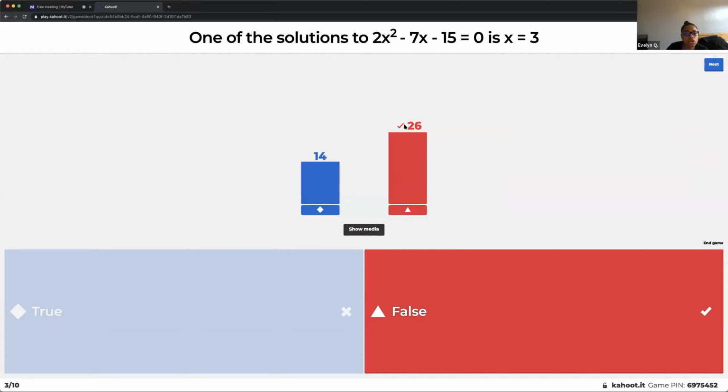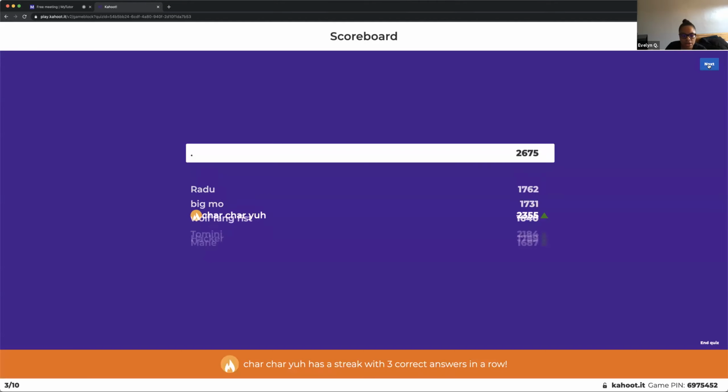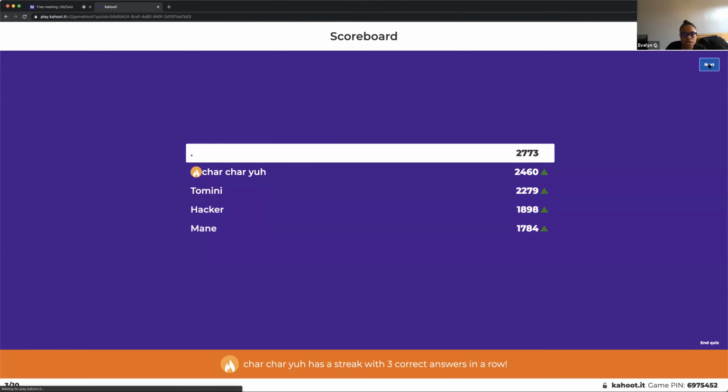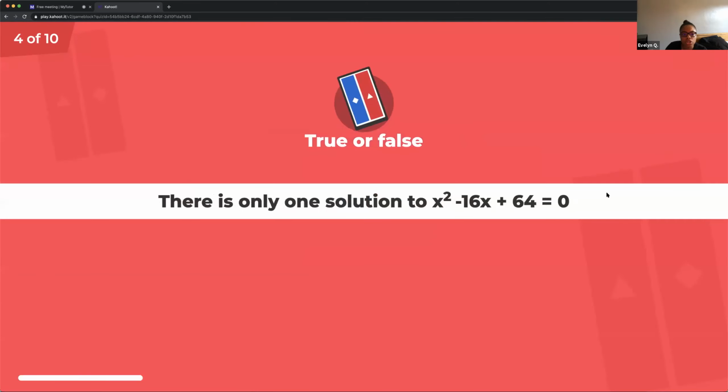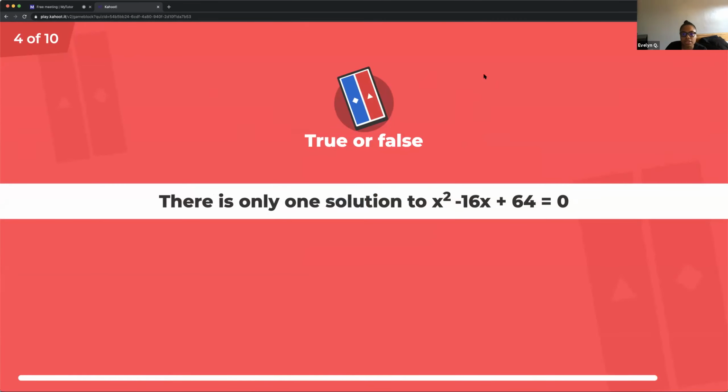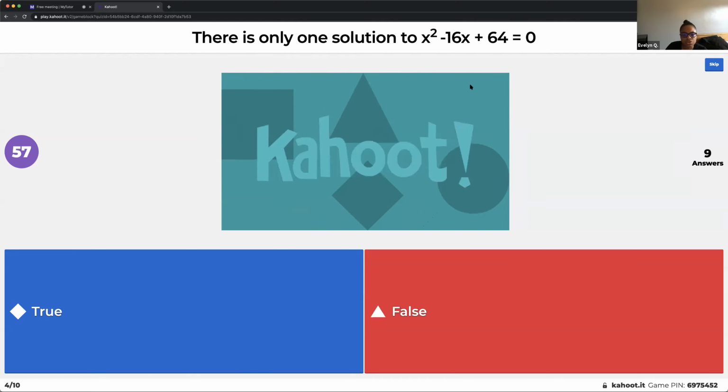Brilliant, it is false. The way to check it is just put x equals 3 into the equation and it won't equal 0. So that's a good way to check whether something is a solution or not. So remember, when you're calculating things, always check your answers. Well done to the top 5. True or false? There is only one solution to this equation. Is it true or is it false?